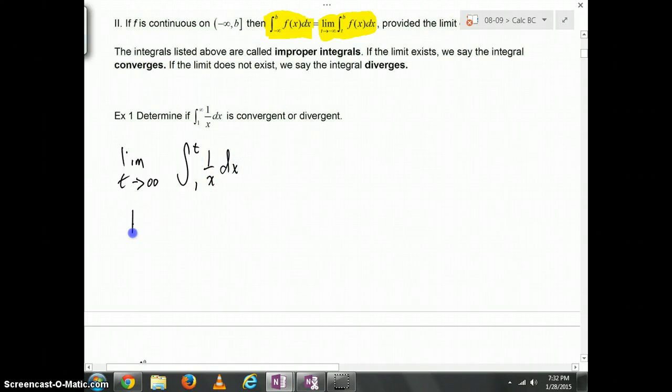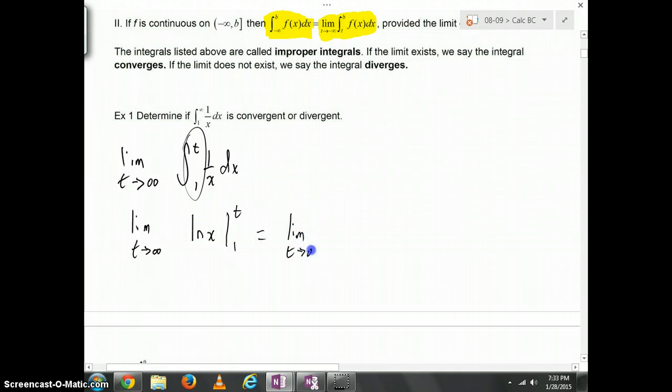Now, working this problem out, I hope it's pretty clear that the antiderivative of 1 over x is the natural log of the absolute value of x. However, if you look at this interval, we're going from 1 to infinity. We're always going to have positive values of x. The absolute value truly is no longer needed. We'll use our fundamental theorem to just finish this problem out.